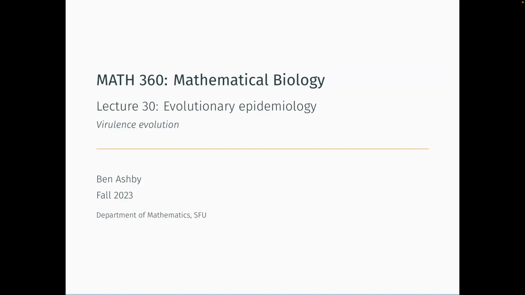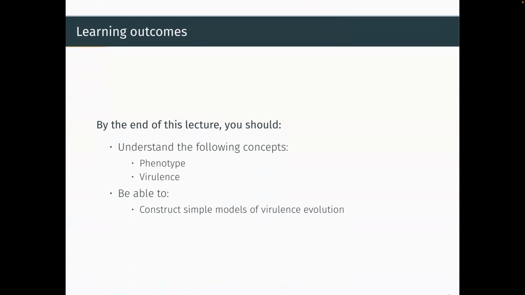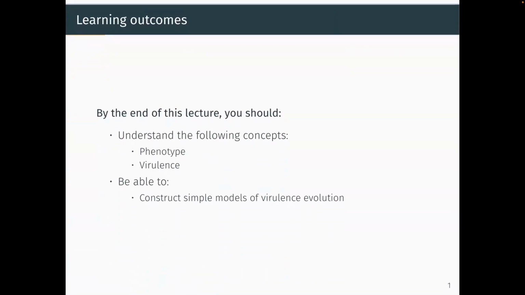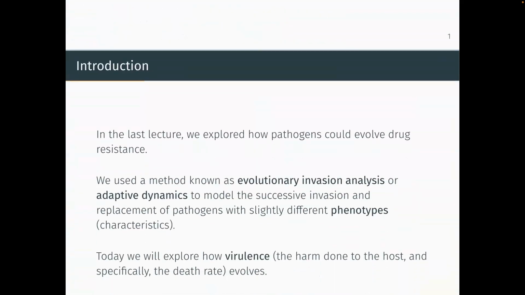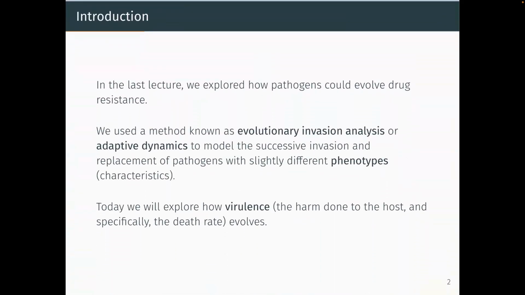So we're going to be adapting some of the techniques, or reusing some of them, learning a little bit more about the ones that we learned on Friday. And we're going to be doing this to try and understand virulence evolution, which is really a key topic within the evolutionary epidemiology literature. And virulence is all about trying to understand how the harm that a pathogen does to its host will evolve.